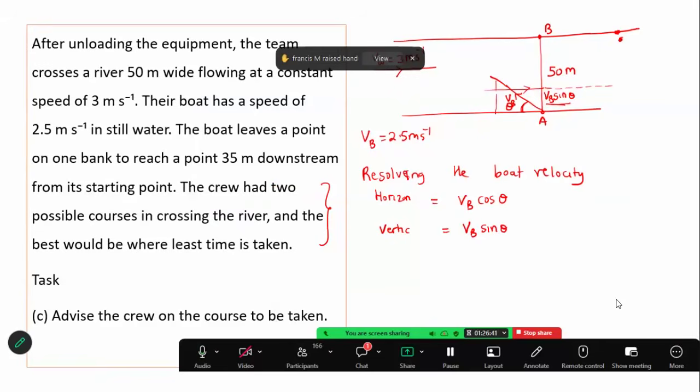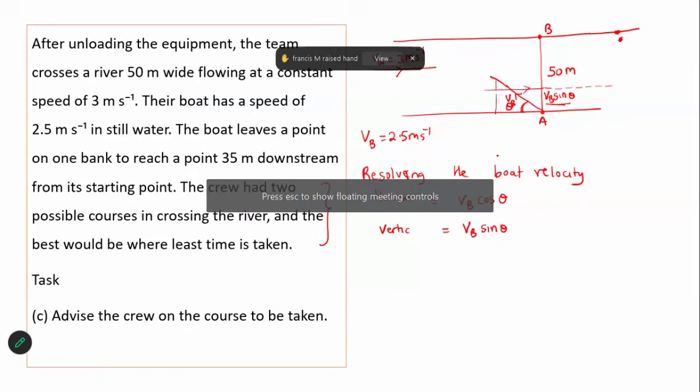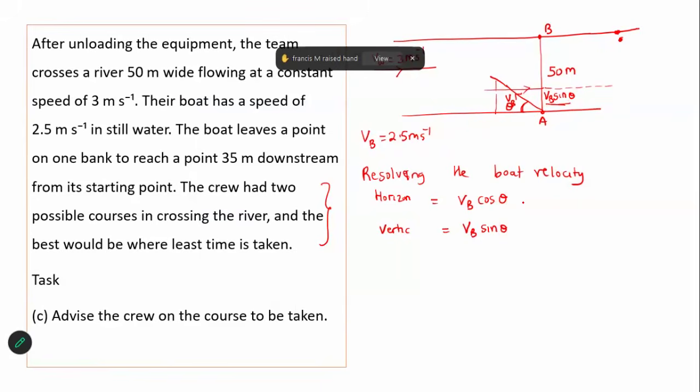Now, as we proceed, vertically we shall have VB sine theta. Then if it is moving along the horizontal, it is cos theta, because we are not sure at what angle it was steered. So that is what I wanted you to see. Remember, I could not put it here because this is the resultant. Please take note of that.